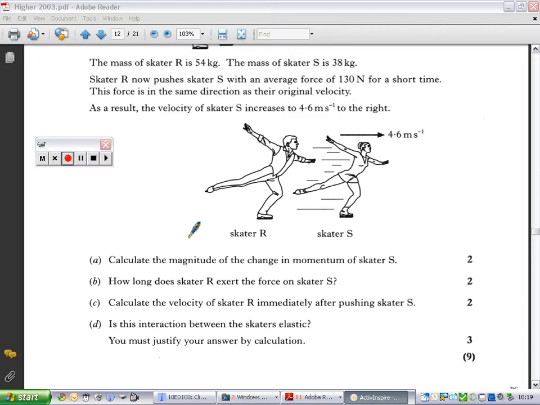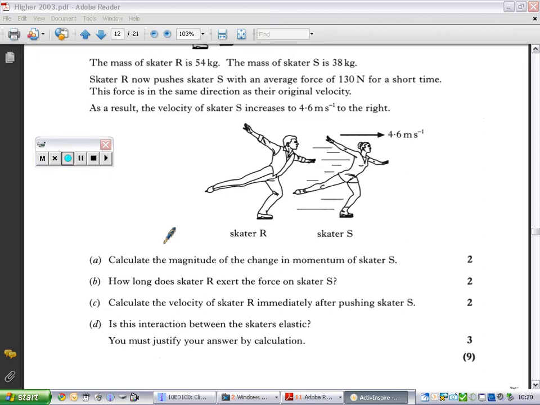Now, what this formula means is not that the momentum of one skater equals the momentum of the other. It means the momentum before the collision or explosion equals the momentum after the collision or explosion. So this is before equals after. Before they are joined, they have one mass, they have one velocity. After, they are separate. So they have two separate masses, two separate velocities.